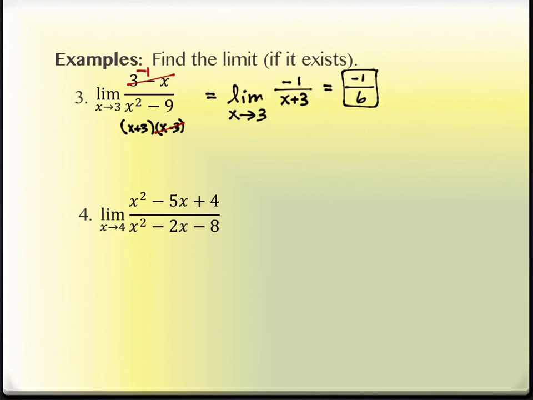Now, since the denominator is 0, we will attempt to factor both the denominator and the numerator because this one's a polynomial in both that has the ability to factor. So what will this denominator factor into? X minus 4 and x plus 2. Does everybody agree? That look okay? All right. How about the numerator? X minus 1 and x minus 4. Everybody agree okay with that piece?